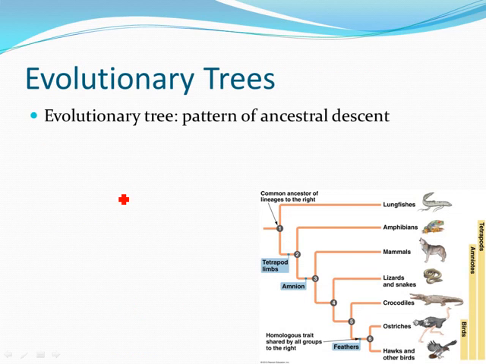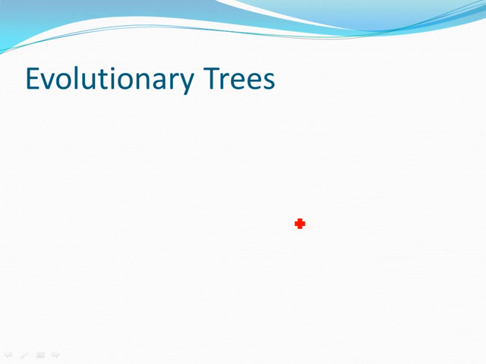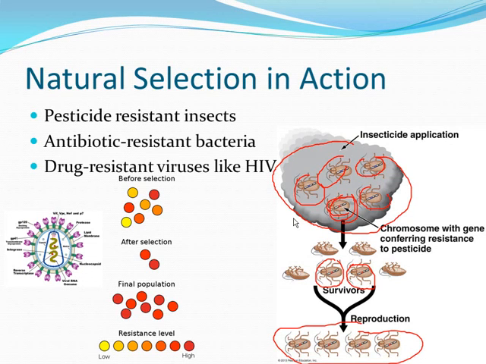Okay, evolution tree. This evolutionary tree is this pattern that we see on the descent of ancestral. Oh, sorry, did I go too fast? Yeah, viruses.